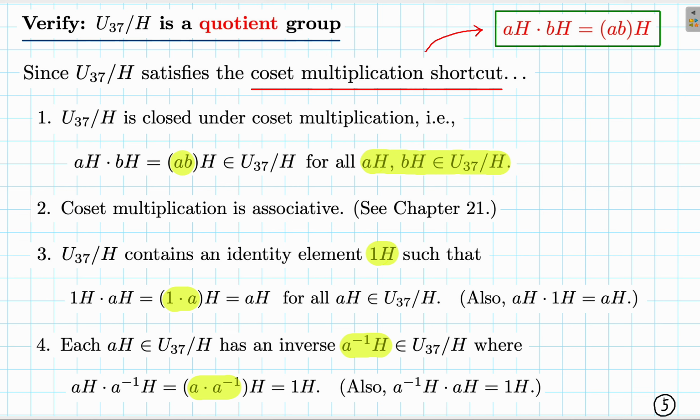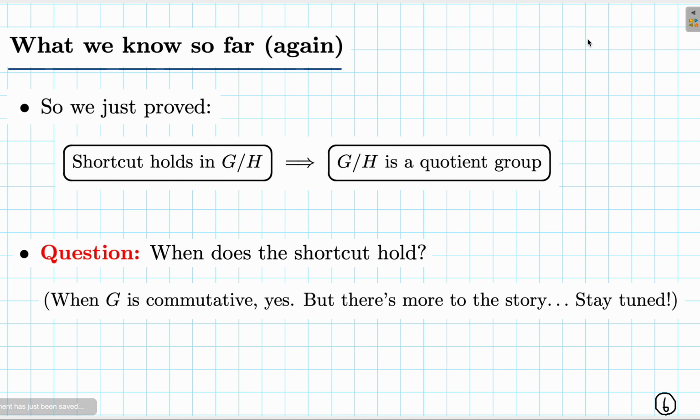Now, all of the arguments in this verification that U37 mod H is a group really depends on the fact that U37 mod H satisfies the coset multiplication shortcut. In other words, what we just proved is the following. If the coset multiplication shortcut holds in G mod H, then G mod H is a quotient group. Once again, if the shortcut holds in G mod H, then G mod H is a quotient group. But the question remains, when does the shortcut hold?